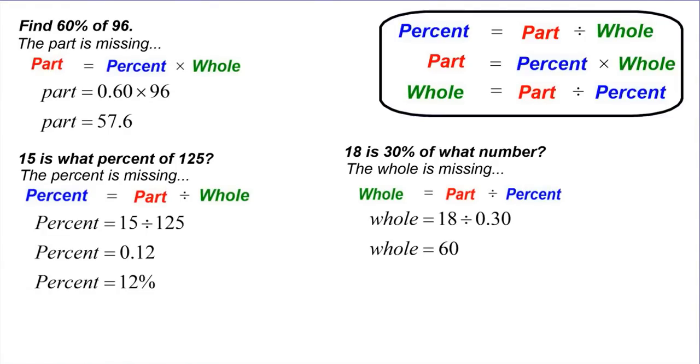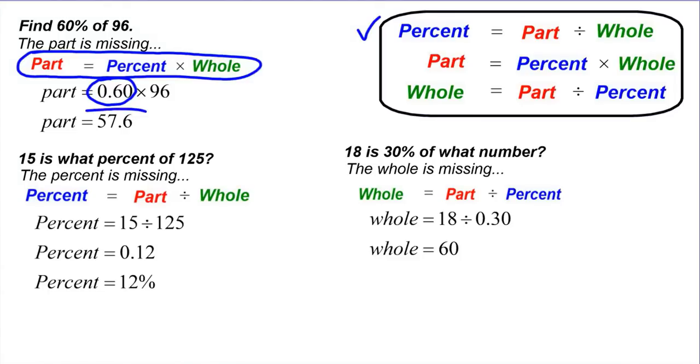So let's take a look at 3 examples here. And again, I've got the equations up here in the corner to remind us what they are. Find 60% of 96. Well, these are very similar problems to what we've been solving, but now we're going to solve them using our equations. And the part is missing in this problem. We know the percent and we know the whole, but the part is missing. So we're going to use this equation right here. Part equals percent times whole. And so part is going to equal 0.60 times 96. Notice that the percent was written as a decimal. 60% as a decimal is 0.60. So we just have to take 96 times 0.6 and you get the part, which is 57.6.